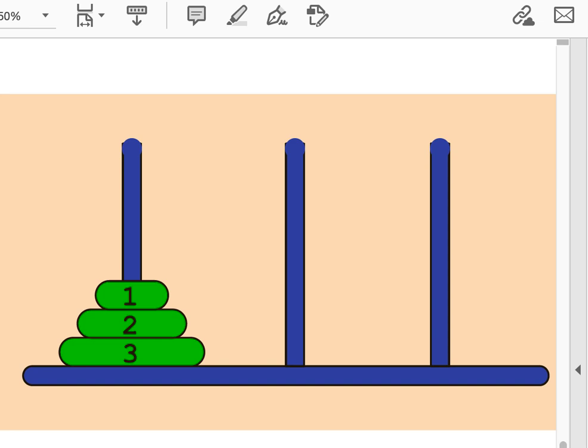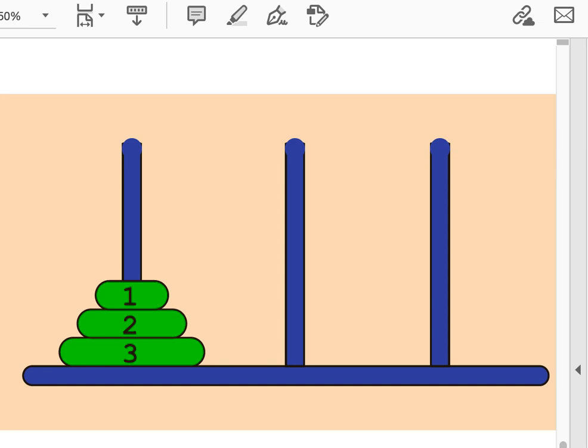Each golden disc is slightly smaller than the disc below it. The priest's task is to move all 64 discs from the first needle to the third needle. The rules of moving the discs are: first, only one disc can be moved at a time. Second, the removed disc must be placed on one of the needles. Third, a larger disc cannot be placed on top of a smaller disc. The priests were told that once they had moved all of the discs from the first needle to the third one, the universe would come to an end. Our objective here is to write a program that prints the sequence of moves needed to transfer the discs from the first needle to the third needle.